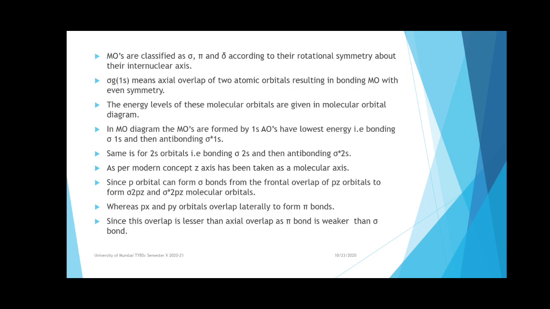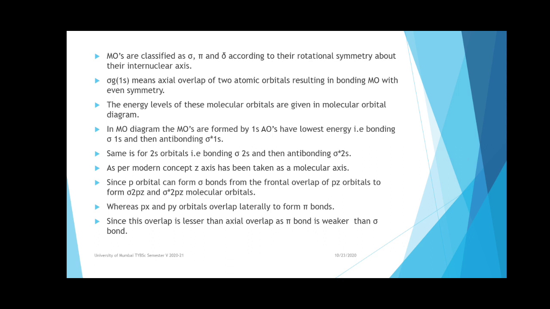Now, in yesterday's video lectures, I told you that molecular orbitals are classified as sigma, pi, delta according to their rotational symmetry around the internuclear axis. Likewise, we saw atomic orbitals are classified as s, p, d depending upon the last electron's entrance into the orbital. So here sigma g, that is for the 1s orbital, means axial overlap of two atomic orbitals resulting in a bonding MO with even symmetry. The energy levels of these molecular orbitals are given in the molecular orbital diagram.